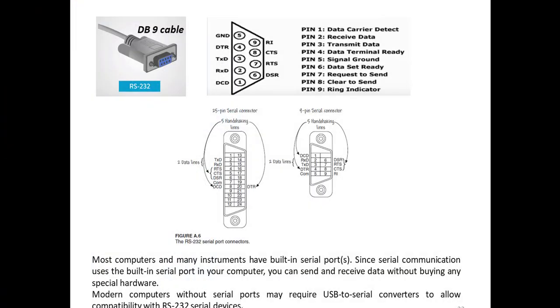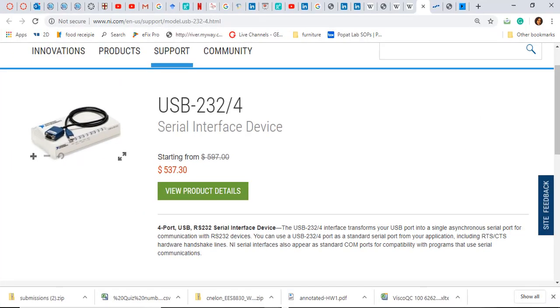open a page. Yes, here. So for example, the computer that I have in the lab doesn't have an RS-232 port, the DB9 or DB25 pins that I can use to connect to the instrument, because they might be used for other things, like for my monitor. So I have to purchase a hardware, which transforms my USB port in the back of my computer into a single asynchronous serial port for communication with an RS-232 device.